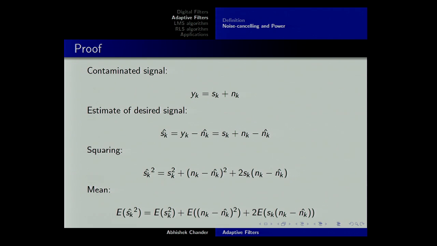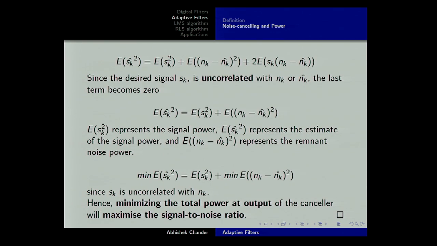So we can expand the actual signal, which is the desired signal plus the noise minus our estimate of the noise. So we square both sides and then find the mean. And then this is the last term. And assuming, of course, that the desired signal is uncorrelated with the noise, we can ignore that term because it zeroes out. And we are left with this.